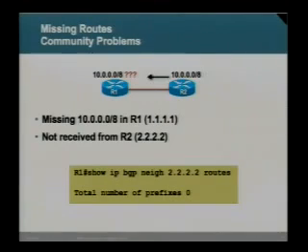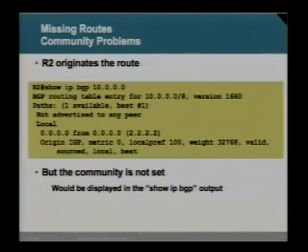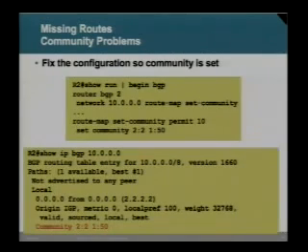Community problems. Oh, yes, communities can cause all sorts of problems as well. This scenario, we'll just have to respin it, but trying to use communities instead. Again, router 1's not seeing the prefix. So router 2 is originating the prefix into the BGP table. Community is not set. If the community was set, it would actually be displayed in the BGP output. So we need to fix the configuration.